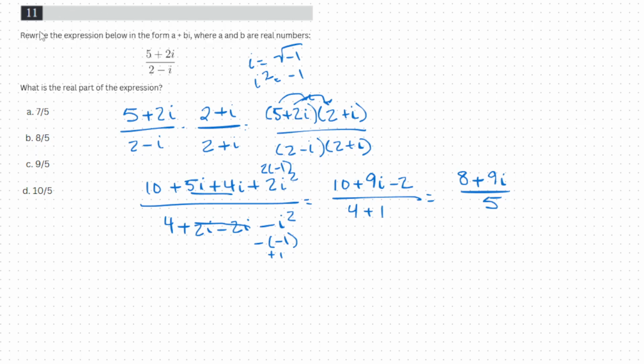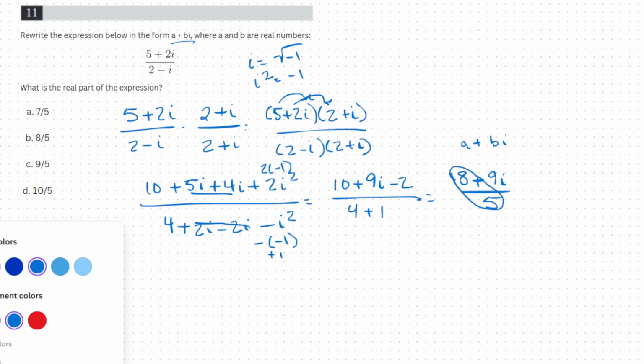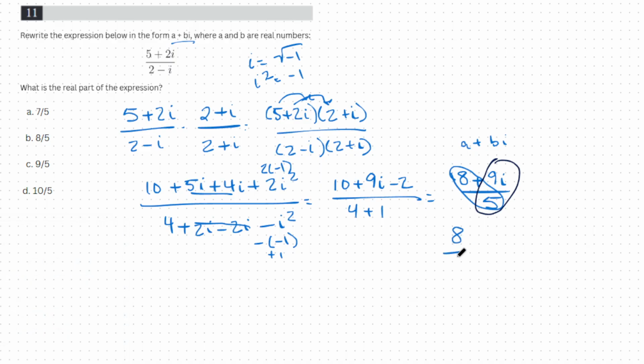So going back to our equation here, we have rewrite the expression below in the form a plus bi. Well, when we're looking at this, what we're really looking at is we're going to have two chunks here. We're going to have the a and then the bi chunk. So for the a chunk, we'll have 8 over 5. And then for the bi chunk, we're going to have 9i over 5. So rewriting that, we have 8 over 5 plus 9i over 5.